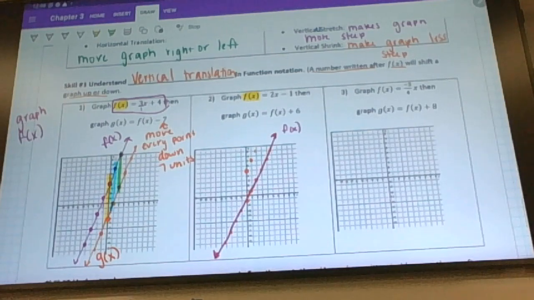These are parallel. They have the same slope. They're parallel lines. They run like train tracks. And that's actually up 6, and they're 6 units apart.